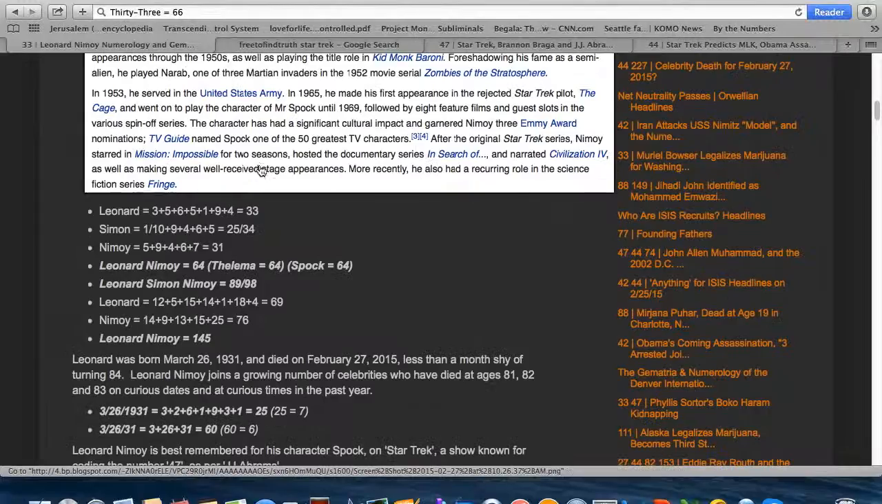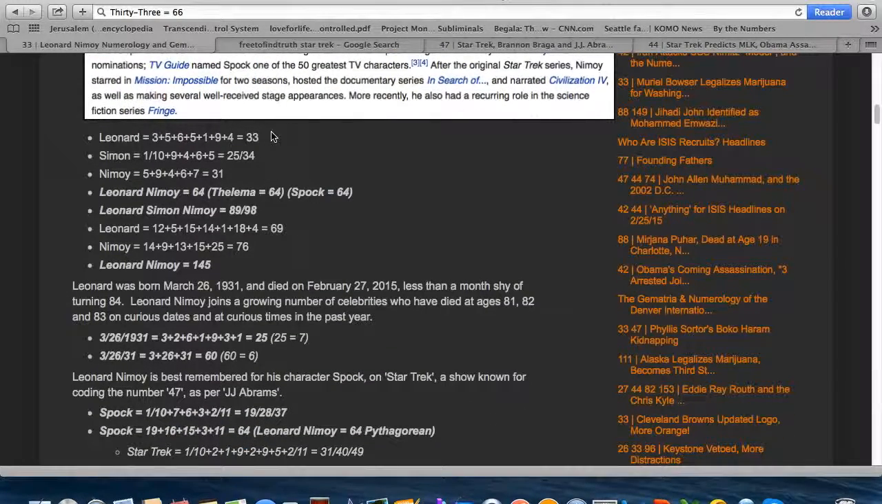So, the name Leonard Nimoy, Leonard with Pythagorean gematria sums to 33. The name Nimoy sums to 31. 31 plus 33 equals 64. Further, 31 through 33 are the foundational degrees of Scottish Rite Freemasonry. If you add 33 and 31, you get 64. The name Spock, with simple English gematria, the character he plays on Star Trek, also sums to 64.